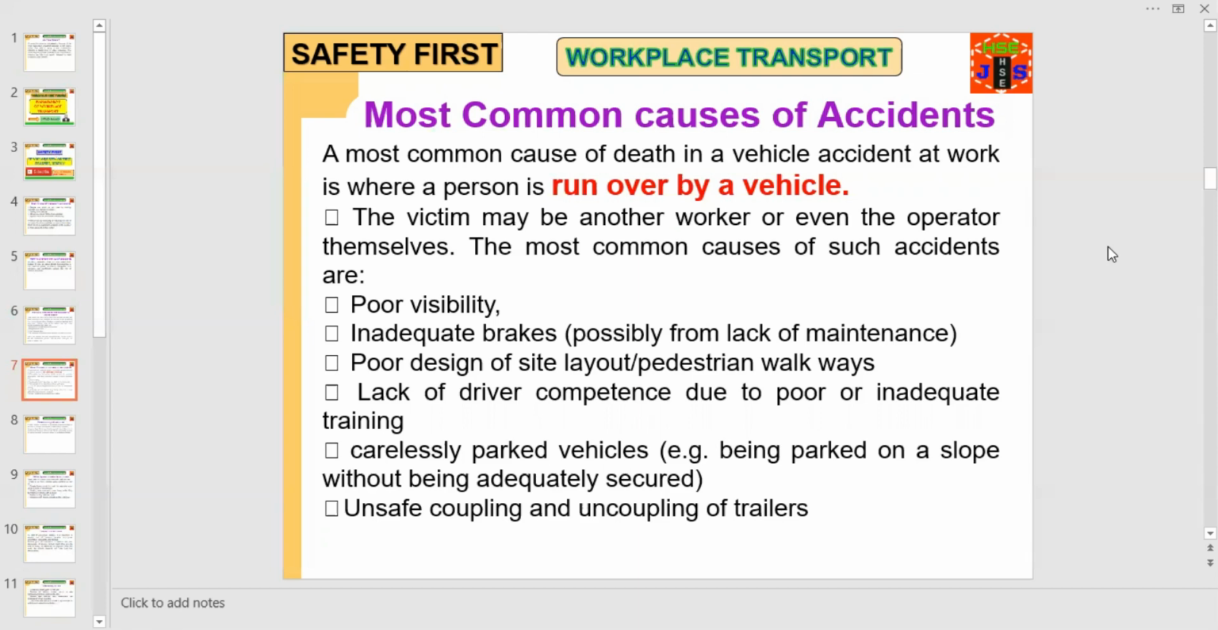The most common causes of such accidents are poor visibility, inadequate brakes, possibly from lack of maintenance, poor design of site layout and pedestrian walkways, lack of driver competence due to poor or inadequate training, carelessly parked vehicles. For example, being parked on a slope without being adequately secured, unsafe coupling, and uncoupling of trailers.